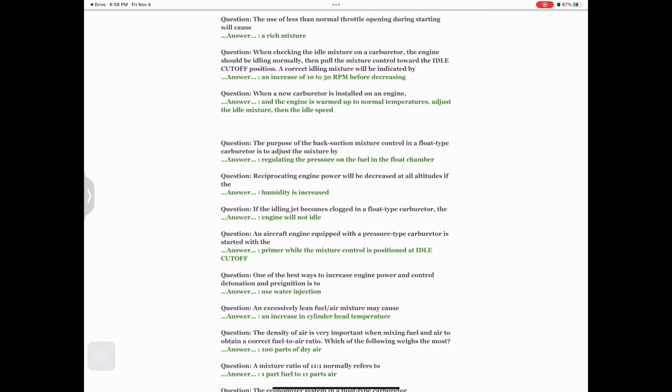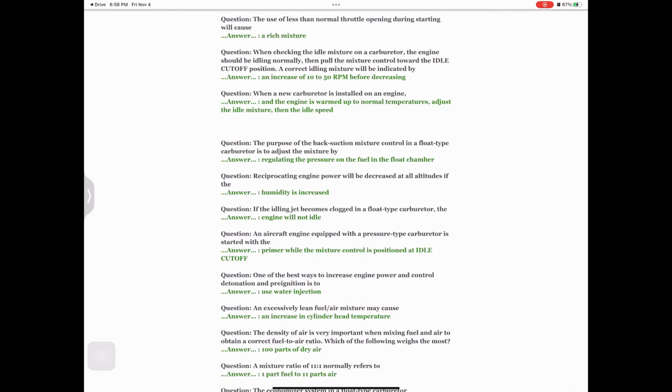Question: One of the best ways to increase engine power and control detonation and pre-ignition is to, answer, water injection. Question: An excessively lean fuel-air mixture may cause, answer, an increase in cylinder head temperature.